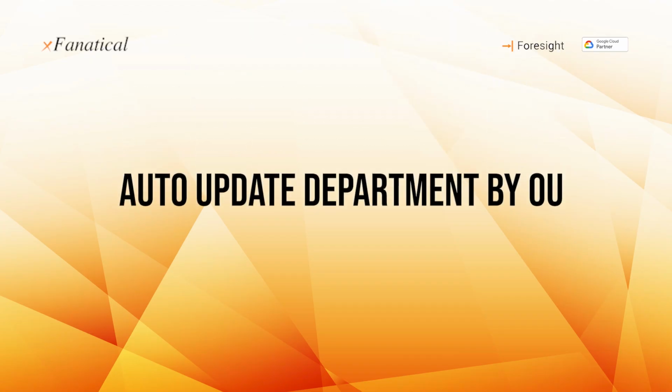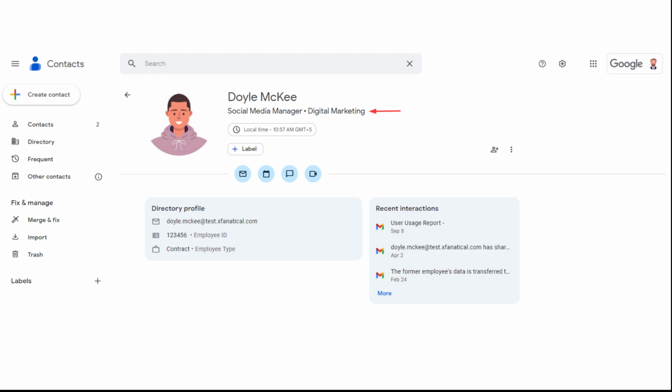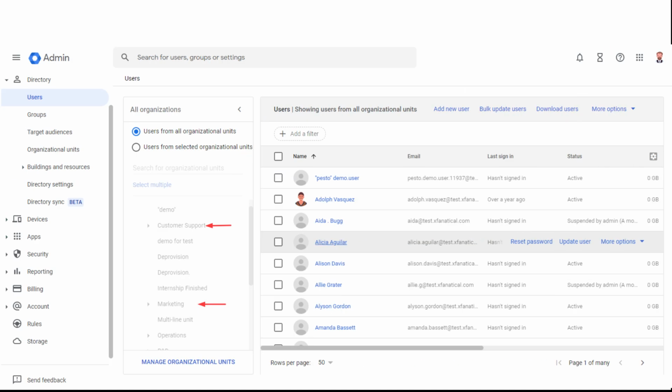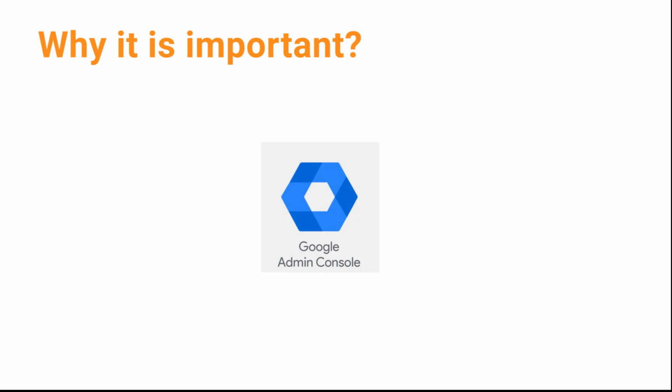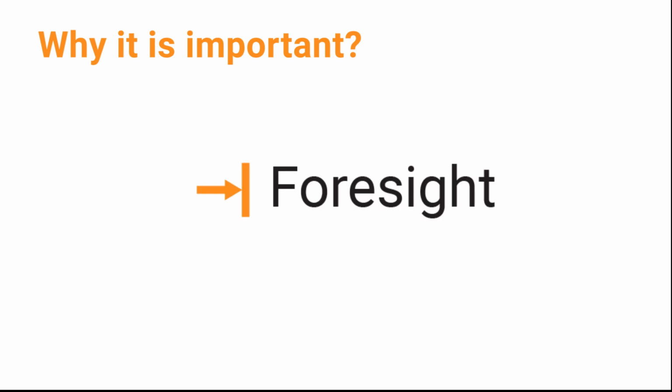In this short video, I will demonstrate how to auto-update departments by OU in Google Workspace using Foresight. Departments and OU are two related concepts. The department is a field in the company directory, visible to company users, while OU is a field only visible to Google admins. Google Admin Console does not have the option to automatically update the departments when a user's OU is changed. But Foresight can work very efficiently in this case.